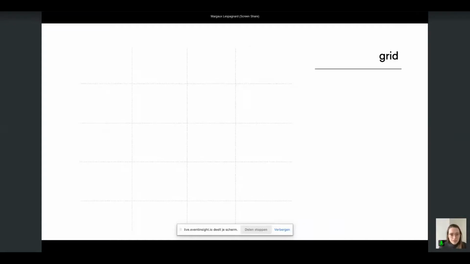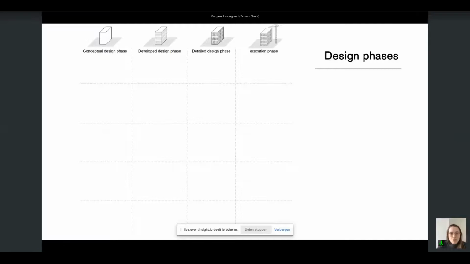We start off with a grid, and on the horizontal axis we can see design phases. These are progress-based, and not necessarily based on exact time periods. These were the conceptual design phase, the developed design phase, the detailed design phase, and the execution phase. And they were based on literature from the British RIBA plan of work, because they give a wide variety of projects onto which you can apply these design phases.